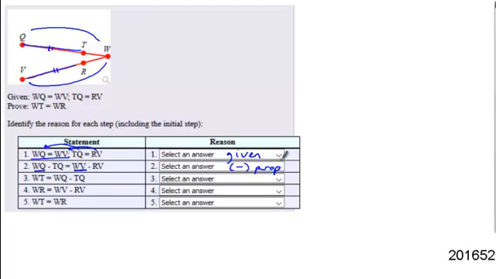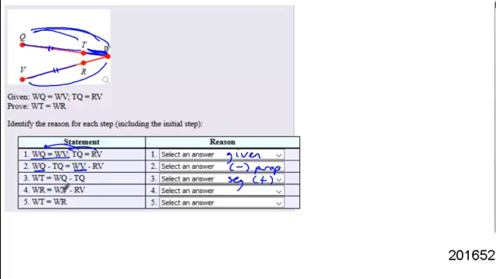Okay, I move to statement 3, WT equals WQ minus TQ. Does that have the structure of segment addition? Yeah, one thing is equal to the difference of two. So if this one thing is a part, WT, here's my part, is equal to the whole WQ minus the other part, TQ, that is segment addition. It fits perfectly. So that's my alternate form of segment addition postulate.